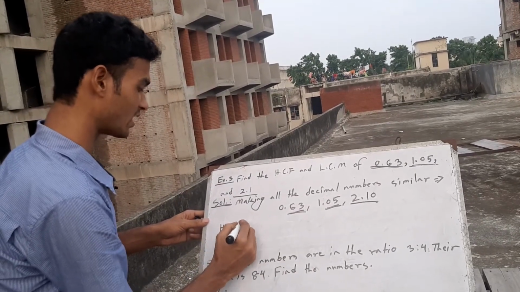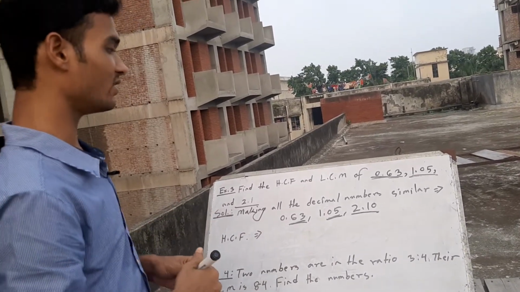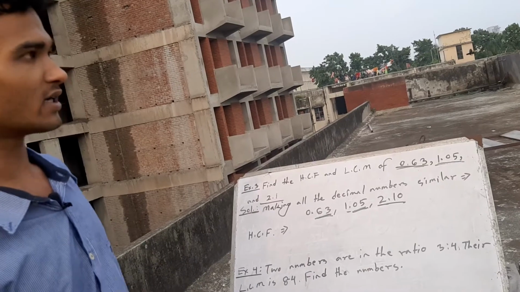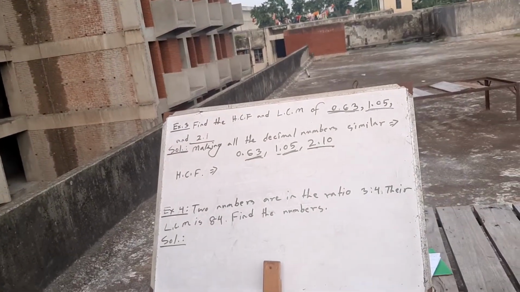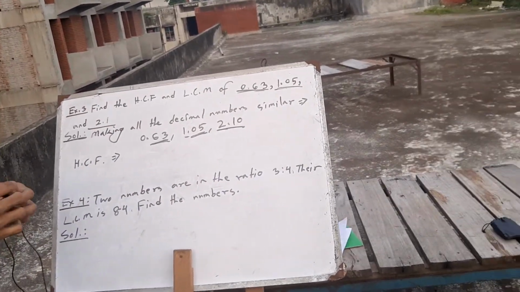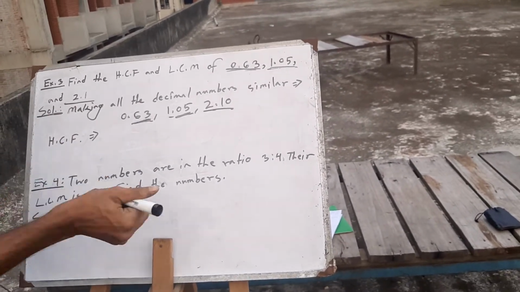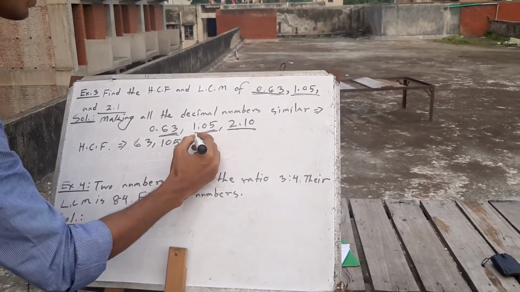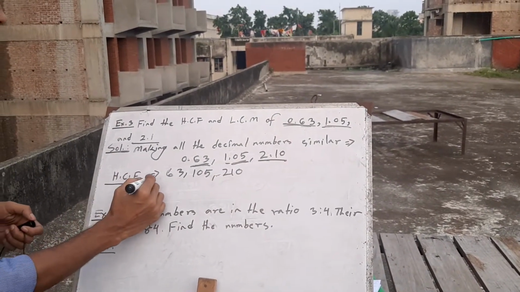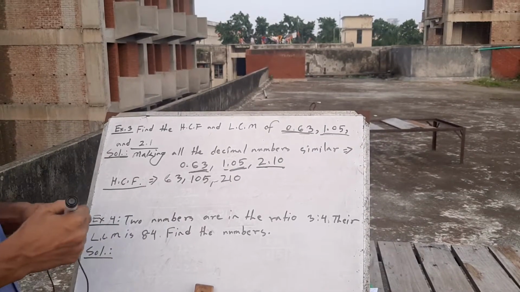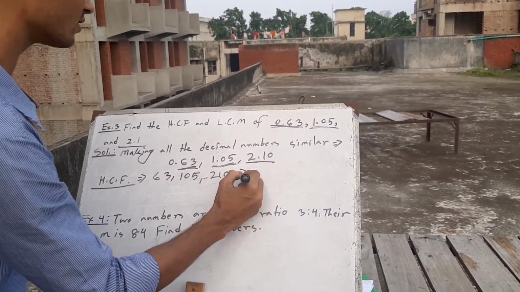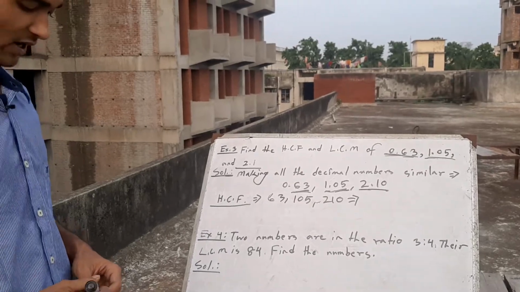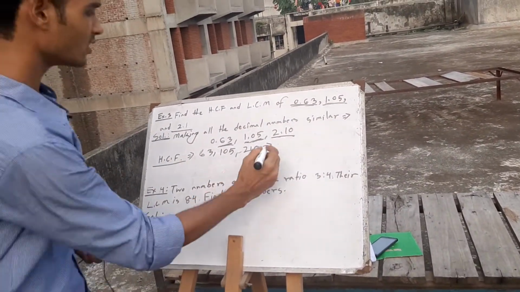H.C.F. We need to identify the H.C.F. The H.C.F will be the H.C.F of 63, 105 and 210. After making all the numbers the same in accordance with the decimal point, we may count all of the numbers without considering the decimal point. Then 63, 105 and 210. The H.C.F for the three numbers 63, 105 and 210 will be simply 21.